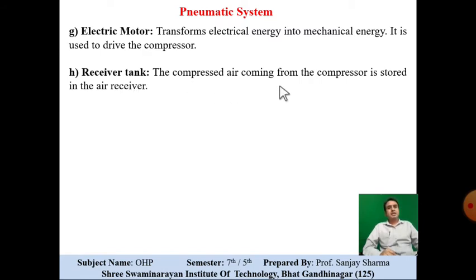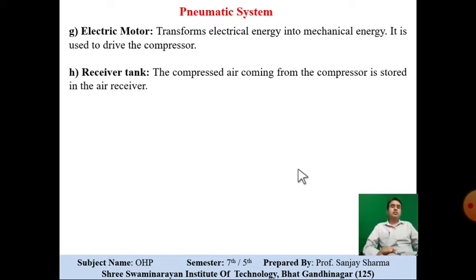And the last one is the receiver dryer. The compressed air coming from the compressor is stored in the air receiver. This receiver has a pressure gauge on it. It has a safety valve on it. It also has a pressure regulating switch which automatically switches the motor on and off as per the required pressure in the receiver tank.